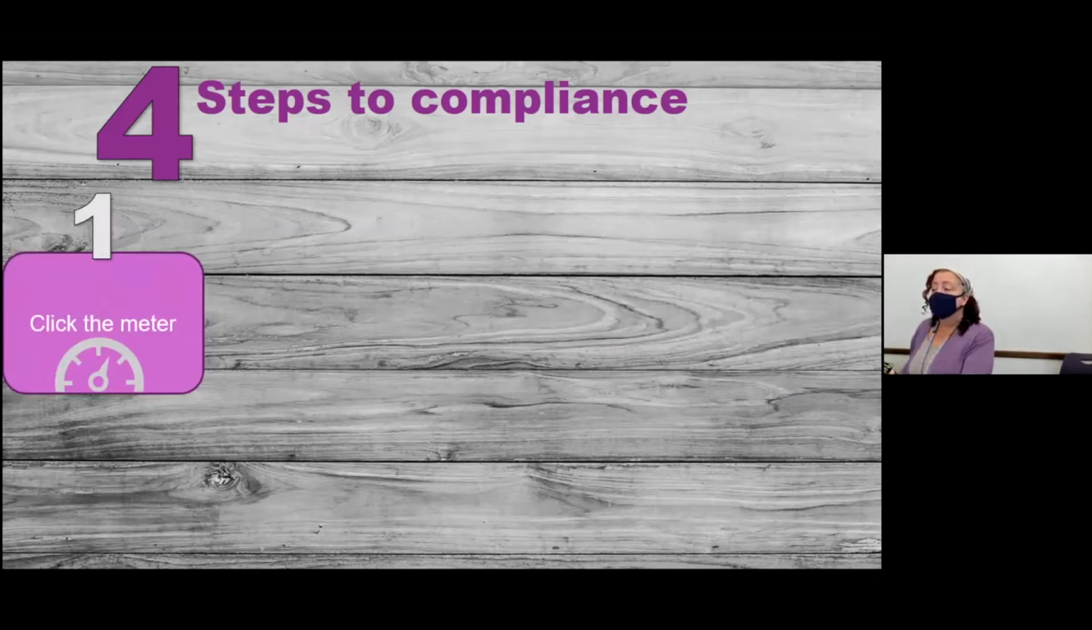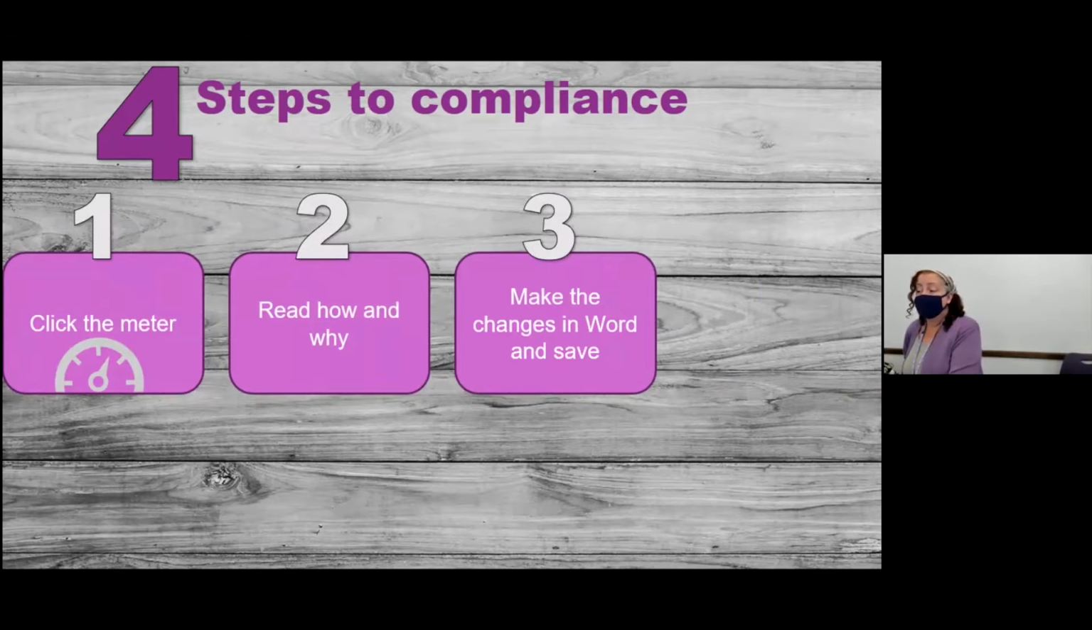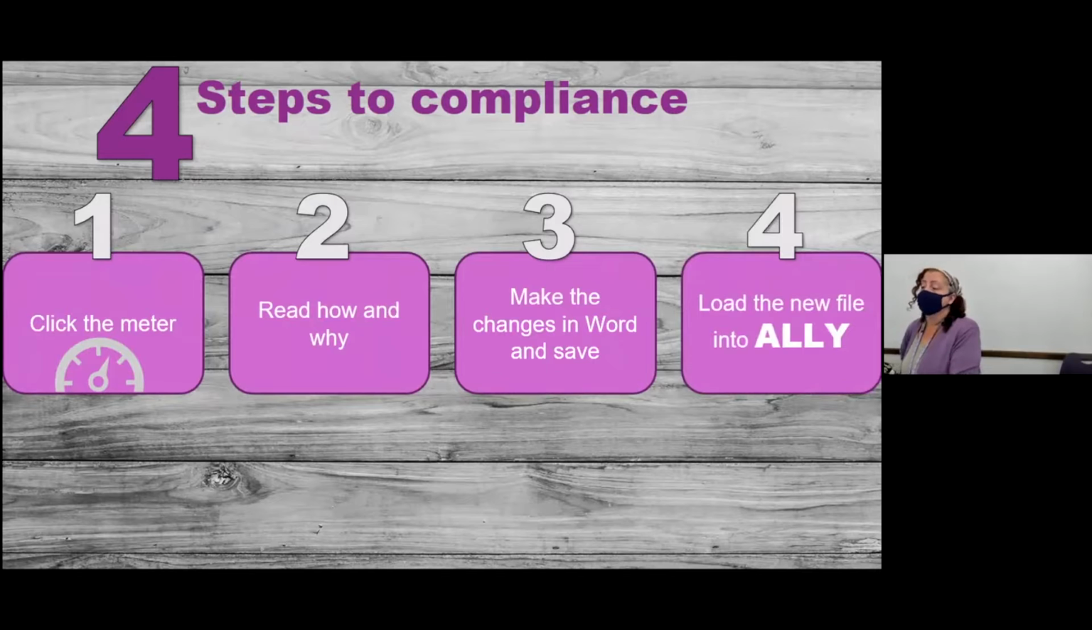One is to click the meter that appears next to the documents in your course. Then you read how and why to fix the accessibility issues found. Fix the issues by editing the document in Microsoft Word. And finally, upload the corrected document directly in Ally.